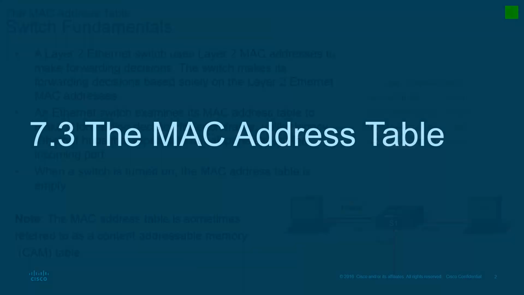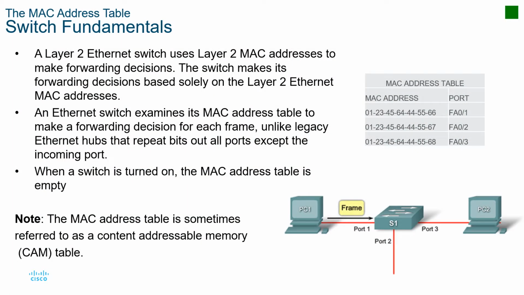and then the MAC address. One best feature that a switch has is that it has the ability to send the frame specific to the destination. It has what we call a MAC address table. In the MAC address table, it maps the MAC address of the PC to which port it is connected.